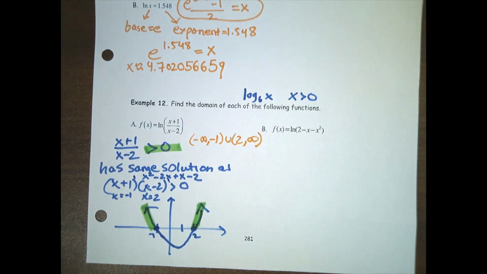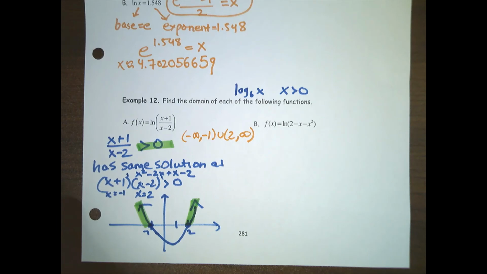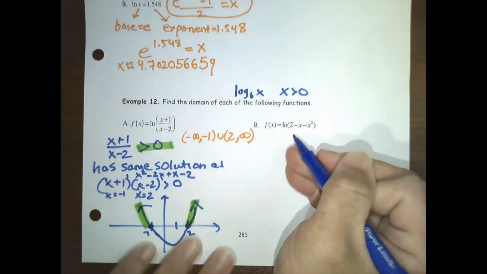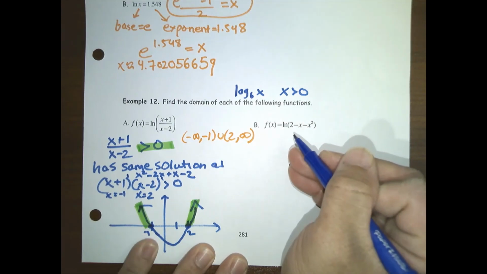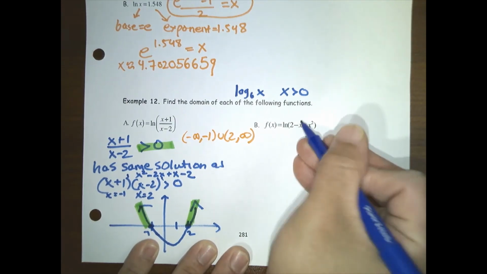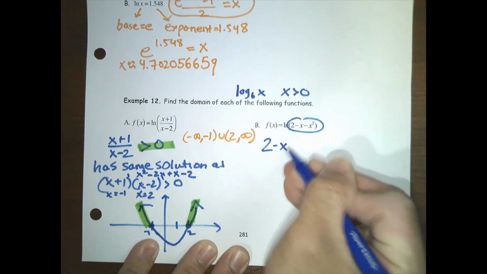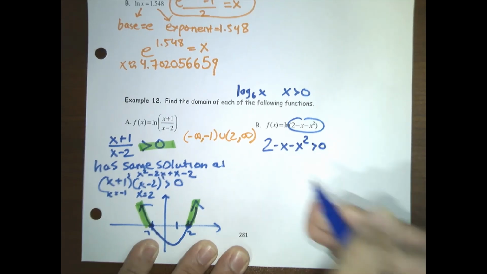All right, so there you go. All right, let's try again. The natural log of 2 minus x squared. So I know that the argument 2 minus x squared has to be greater than 0.